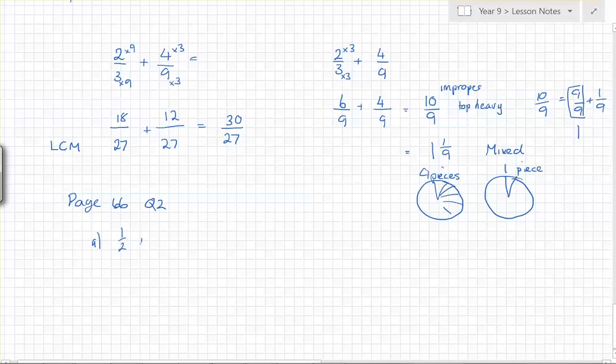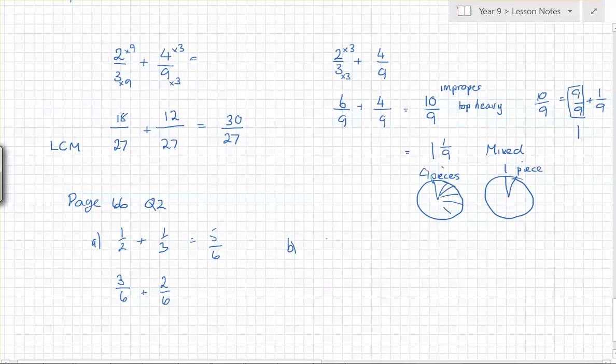A, 1/2 plus 1/3. We would change that to, Sophie? The lowest common multiple is 6. So 2 times 3 is 6. So it's 3 over 6 plus 2 over 6, which is 5 over 6. Okay.